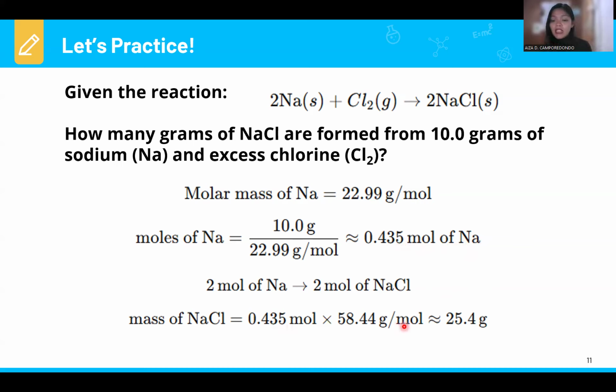Now, the molar mass of the sodium chloride: we need to add the molar mass of the sodium and the molar mass of the chlorine, and we will get the molar mass of the sodium chloride, 58.44 grams per mole. Now we cross out the moles, and we'll arrive at the answer, 25.4 grams of sodium chloride. And that would be the final answer in this problem.